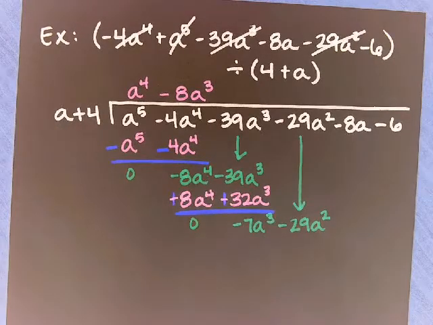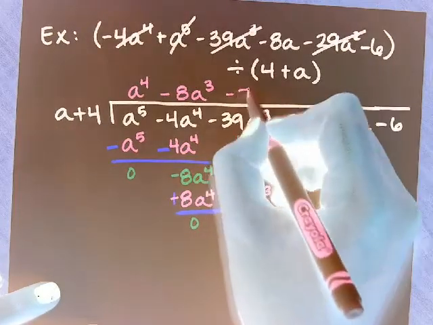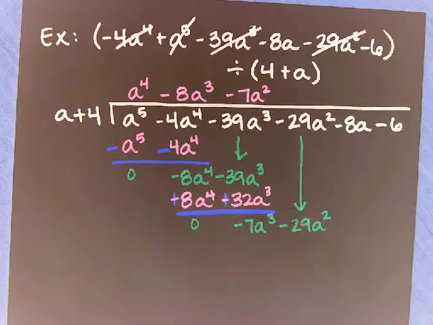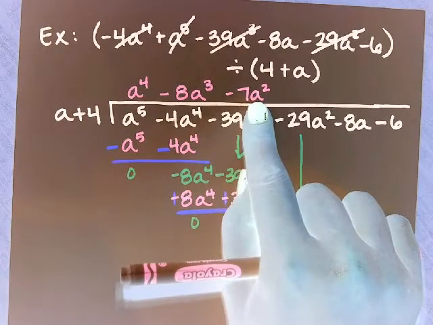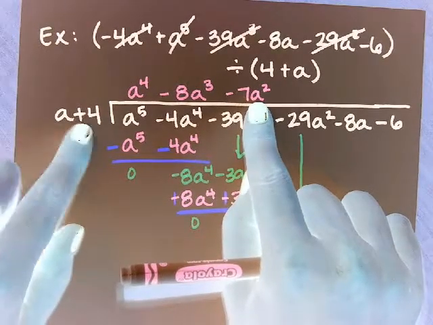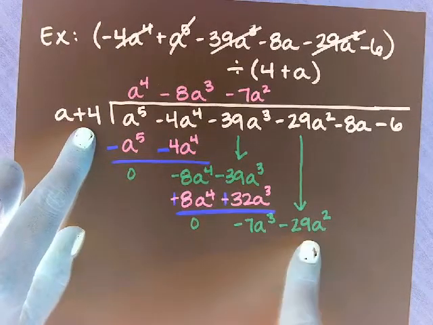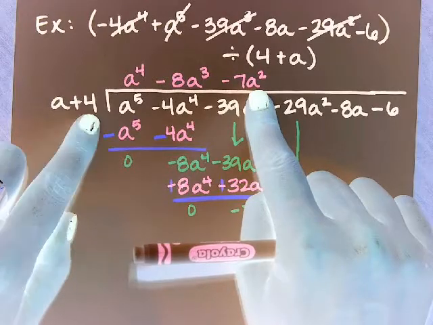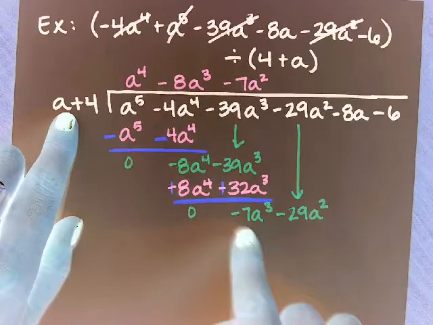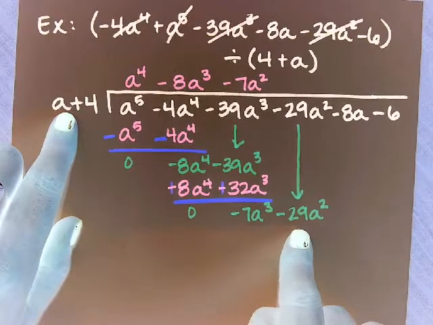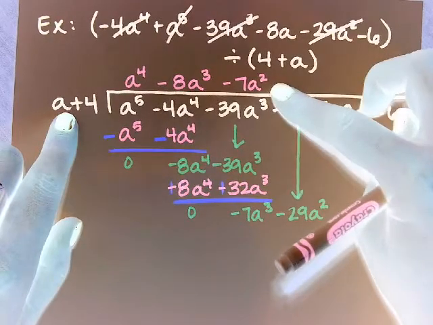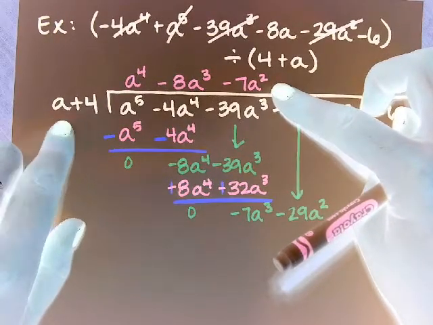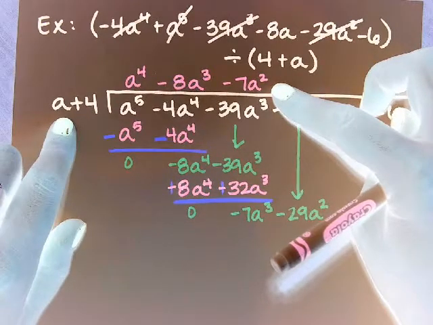Negative 7a squared. Perfect. So negative 7a squared. And then what is the next step? We take the top, multiply it in the front, and we write it underneath. So go ahead and do that step. Take the top, multiply it by each term, and write it underneath.